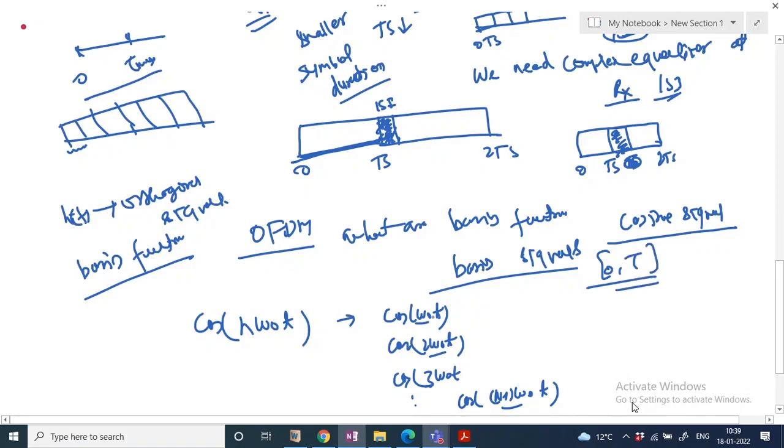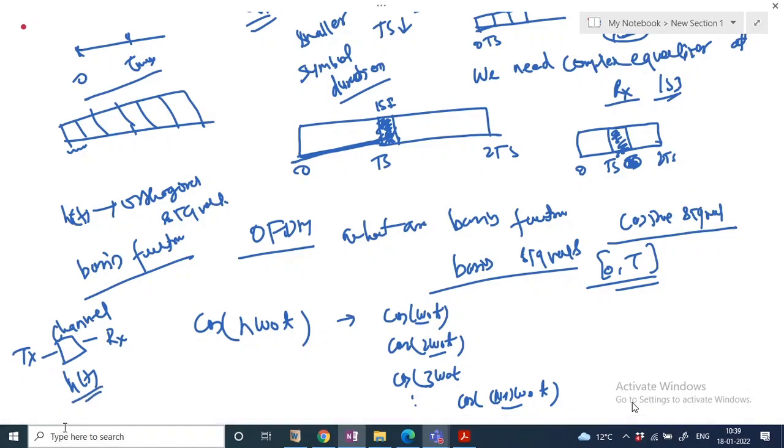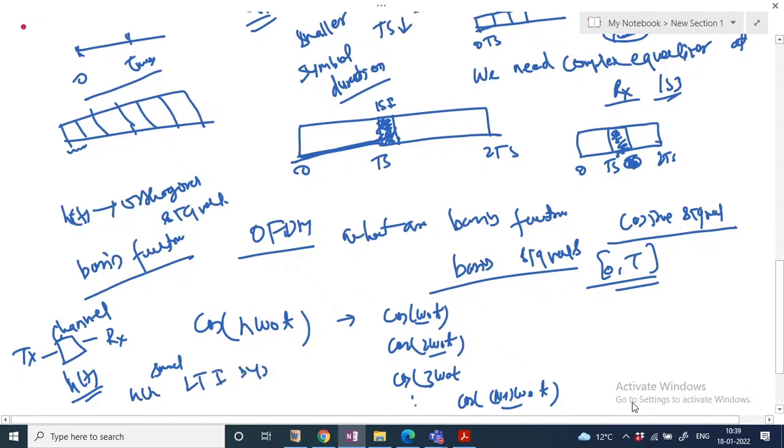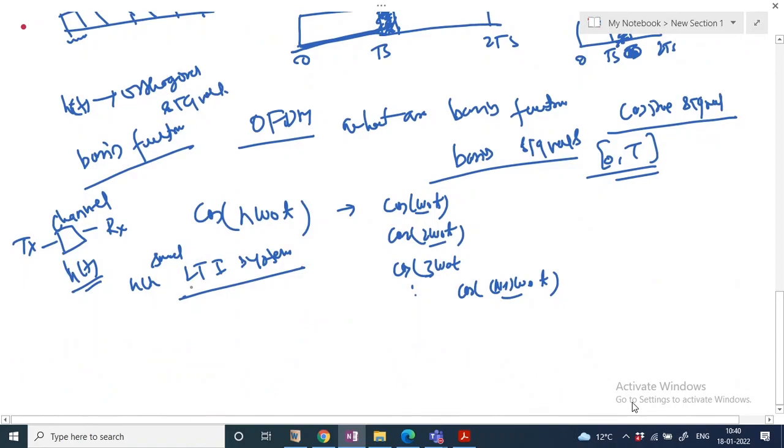Now the question is, why are we considering the cosine signal? That idea is coming from here. You have a transmitter and receiver, and between them you have a wireless channel. The channel impulse response we can model as h(t). For a small time duration, if the coherence time is high, we can model h(t) as a linear time invariant (LTI) channel.